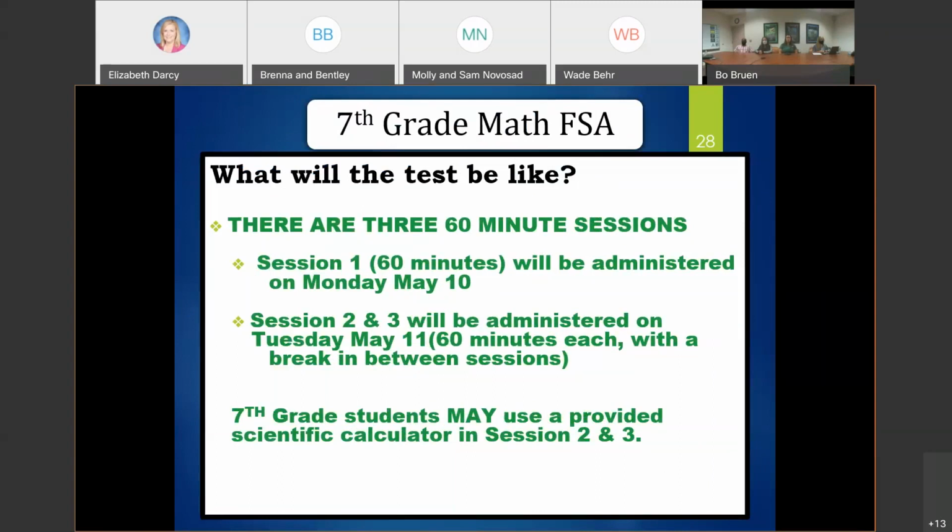Session 1 is going to be administered on Monday, May 10th. Session 1 is a non-calculator part of the test, so calculators will not be used during that part. Sessions 2 and 3 will be administered on Tuesday, May 11th, which is 60 minutes each with a break in between. For Sessions 2 and 3, calculators will be provided by the school.